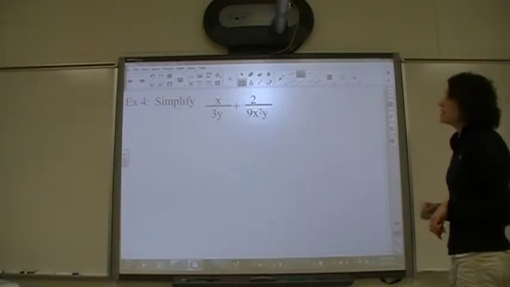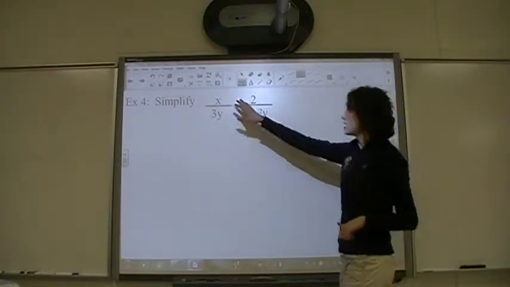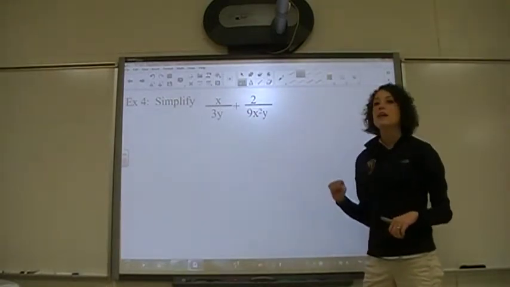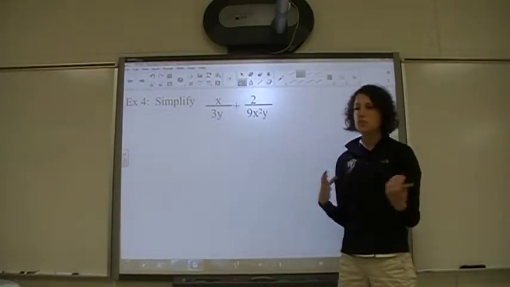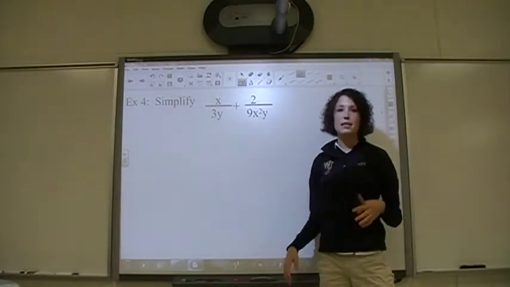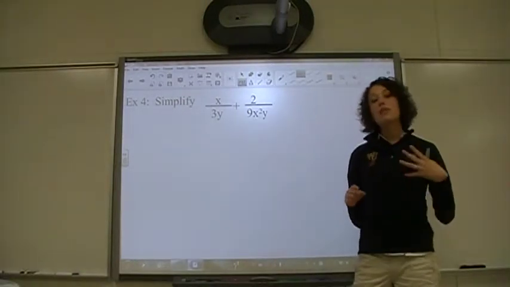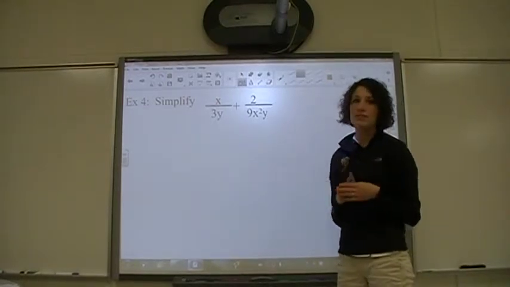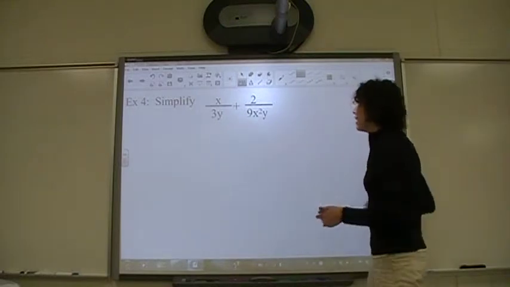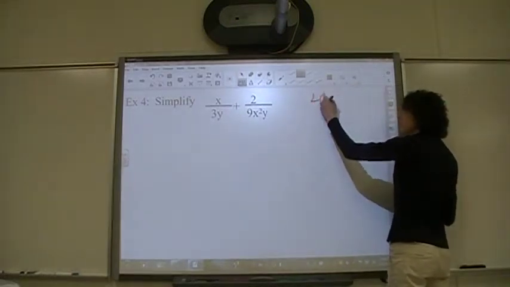All right, let's go ahead and simplify. So let's say we have x over 3y plus 2 over 9x squared y. Now, you cannot just smash those together and make it x plus 2 over the multiplying of the bottoms. Think of fractions. With fractions, you always have to have the same least common denominator, or the same denominator. So, let's go ahead and get our LCD.